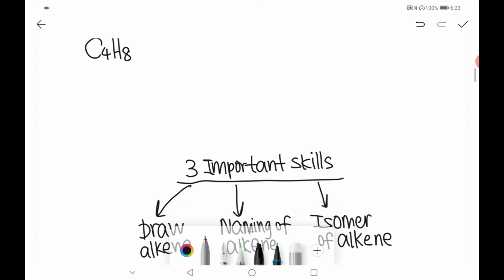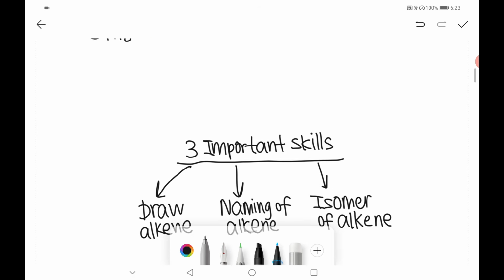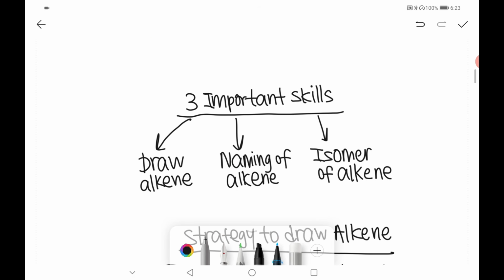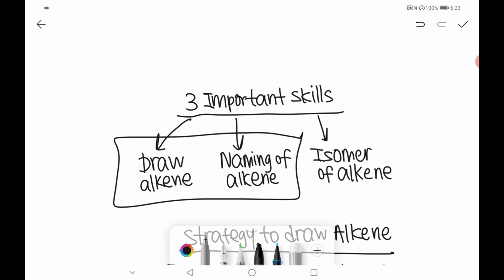Same thing, just like what we learned back in the chapter on alkenes, we have 3 important skills that we need to know for alkene. We need to know how to draw alkene, how to get the name of the alkene, and we must be able to get the isomers of alkene as well. In this lesson we will focus on the first 2 skills, the drawing and the naming.